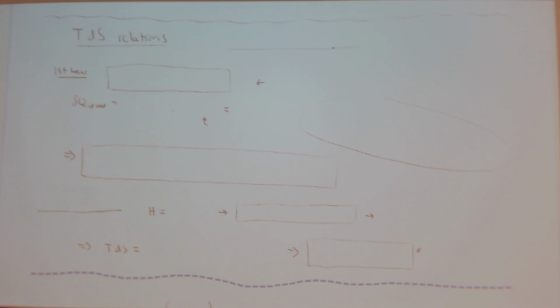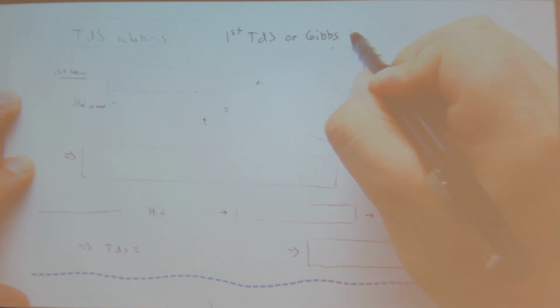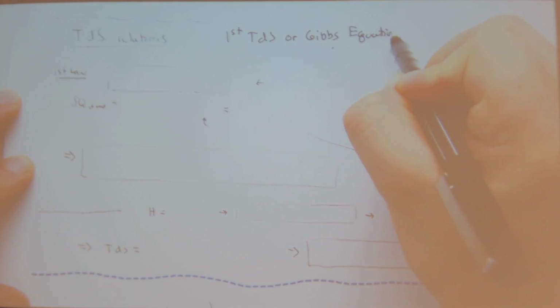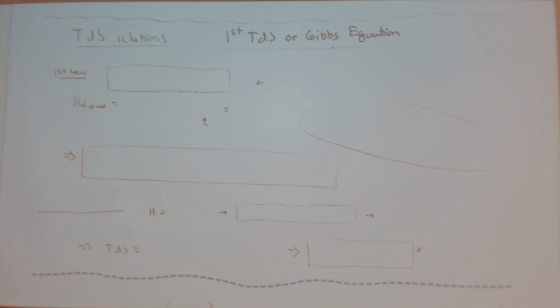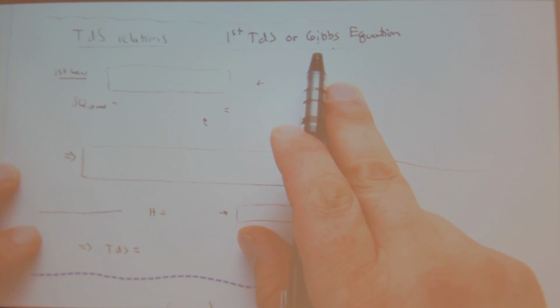So there's such a thing as what they call TDS relationships. And it turns out that there's a first and second TDS relationship. So first I'm going to derive the first TDS, or Gibbs equation. Anybody in here in chemistry? One person? The Gibbs equation is used a lot in chemistry. So in thermodynamics it's the first TDS, from a chemistry perspective, the Gibbs equation.